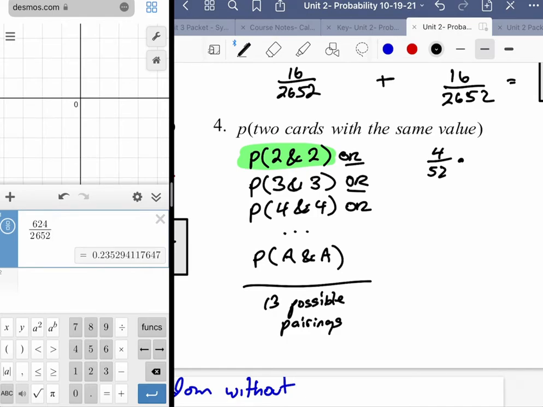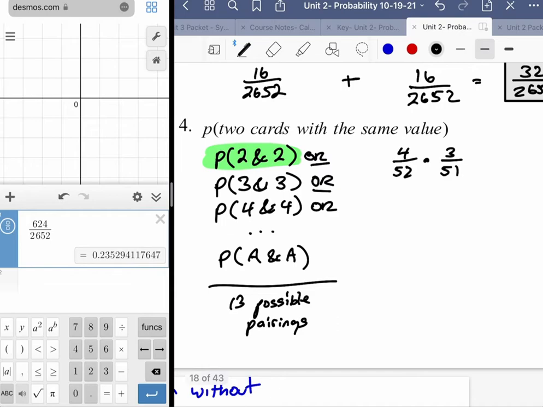It was a 2. There's one less 2 in the deck. There's one less card in the deck. That gives you 12 out of 2652. Since there's 13 possible pairings, we would then multiply this by 13, and we get 156 out of 2652.